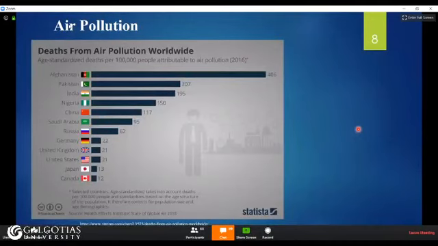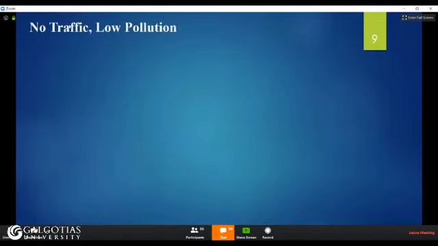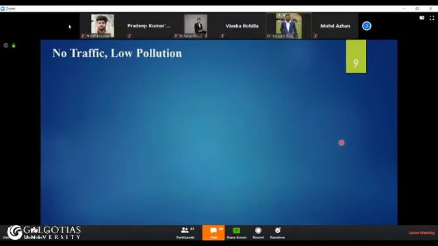This is as per 2016 statistics, that Afghanistan stands top, about 406 people dying per 100,000, and India stands third with 195 people. And remember, this is exclusively because of air pollution. Now, having said that, I just wanted to highlight certain images that I grabbed from Google Maps and various other sources, showing how exactly various parts of India stand today in terms of reduced pollution.